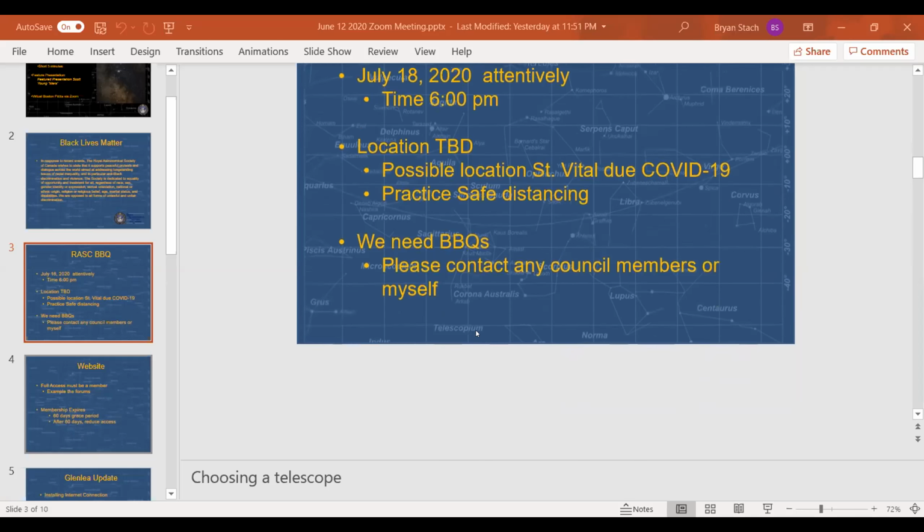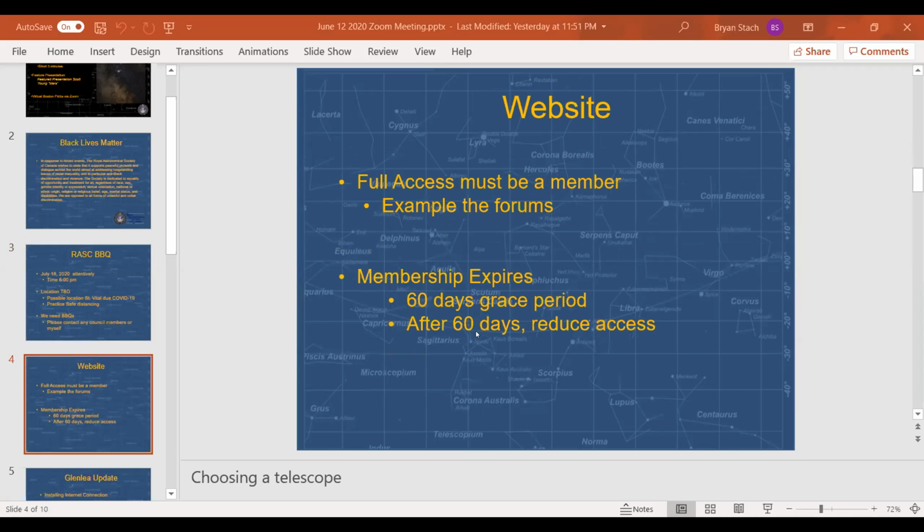The website. I noticed some people are having some problems with the forums. Well, basically, if your membership has expired, we do give a 60-day grace period for it, which means that you still have access to the website. But once you stop having access to the website, you will no longer be able to access the forums and some of the other functions. So it's not that the forums are not working, it's just that your membership has most likely expired. And there should have been a notice going out to everyone that their membership has expired. So just let everyone know about the website.